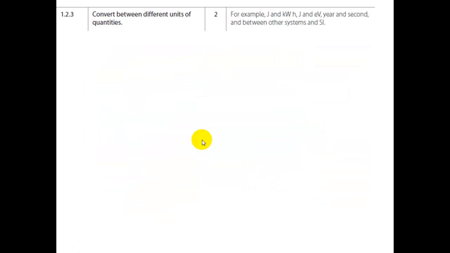We need to be able to convert between different units of quantities. You know, joules and kilowatt hours, joules and electron volts. We haven't covered this yet, but we will need to be able to do this in the future.